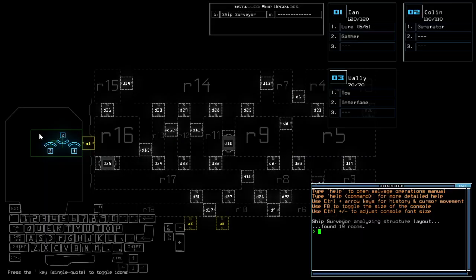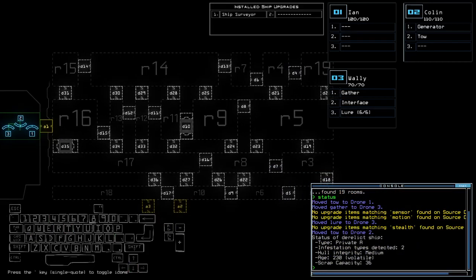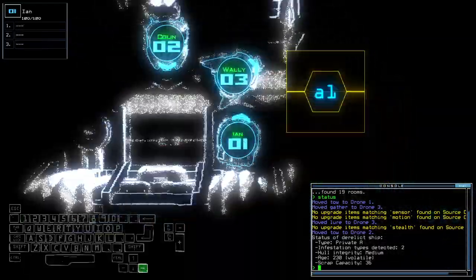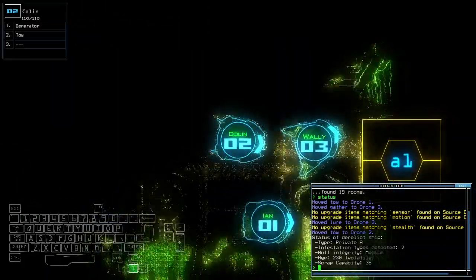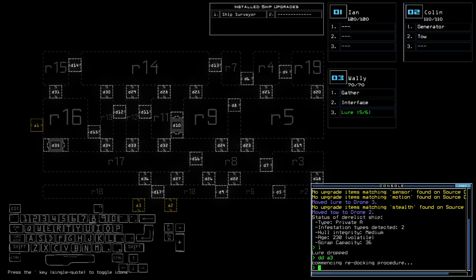Ship upgrade, interesting. Lure and tow and interface, right, of course. The ship surveyor though for that one. Wow. These missions are surprisingly civil, as in civil, with no 304 infestation of Tangi, is what I mean. That's very, very civil.